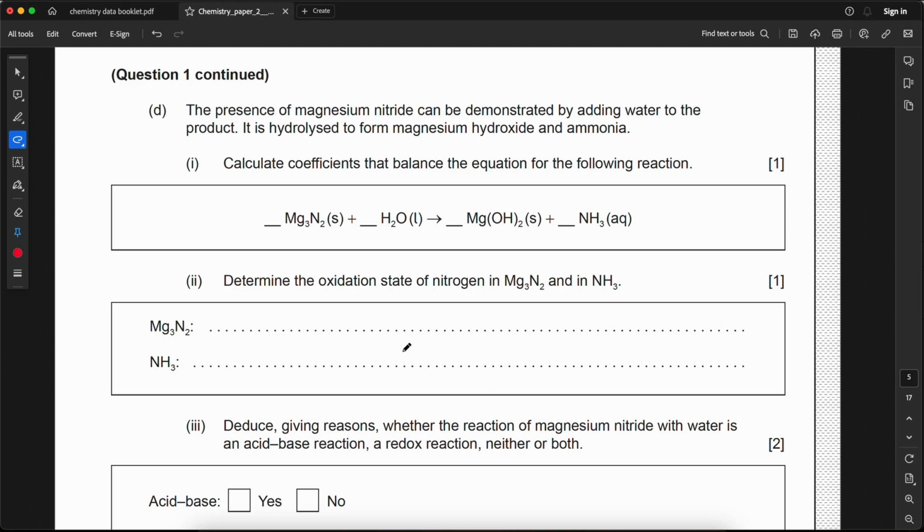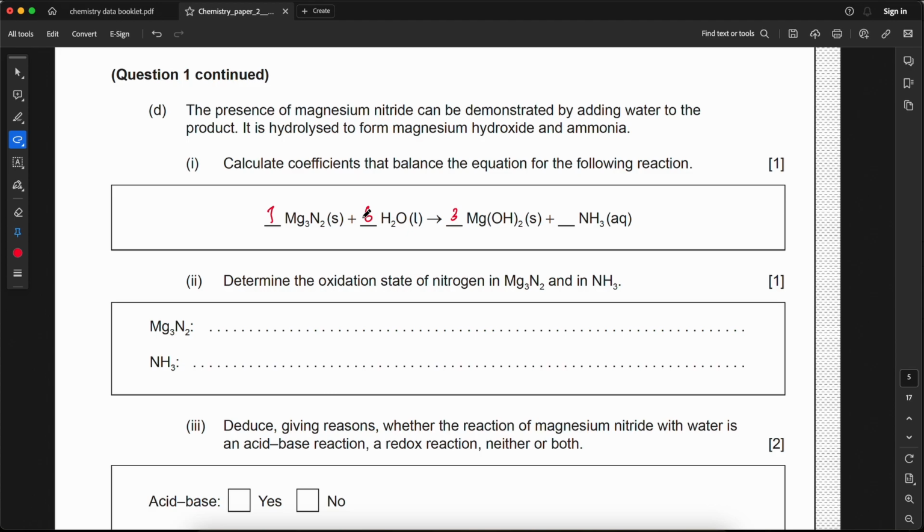Calculate coefficients that balance the equation for the following reaction. So Mg is 3 here and Mg is 1 here, so we put 3 right here. Now oxygen becomes different, so we put 1 here, so the number of oxygen becomes 2 times 3, which is 6, so oxygen here needs to be 6.